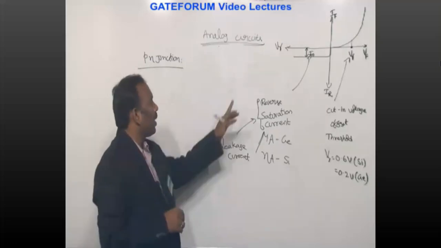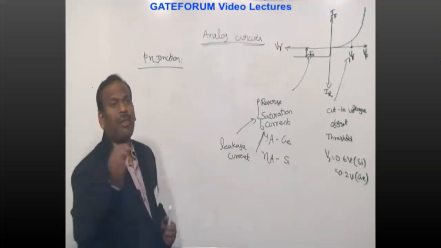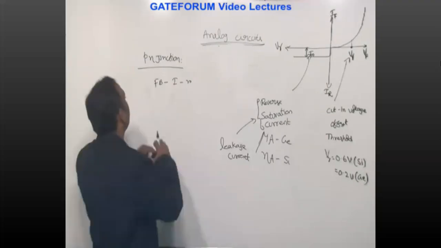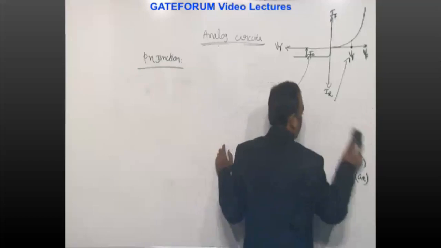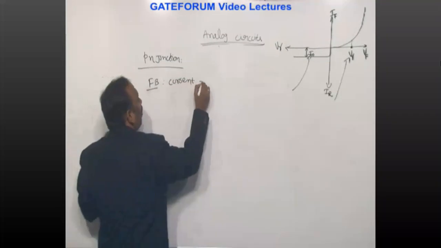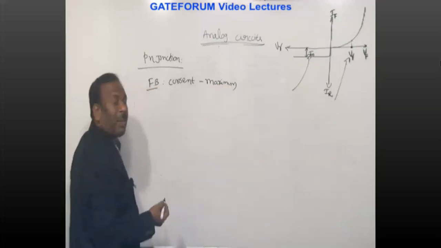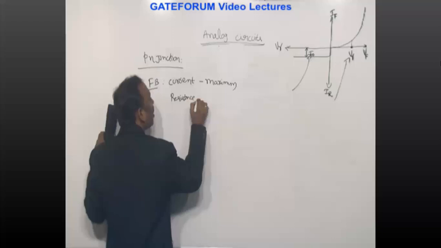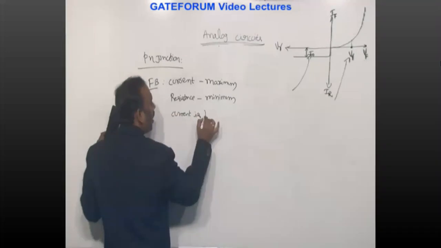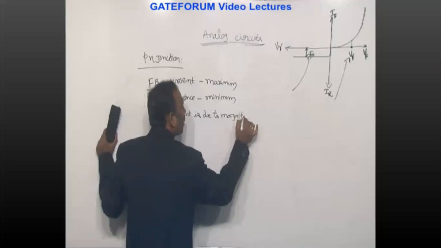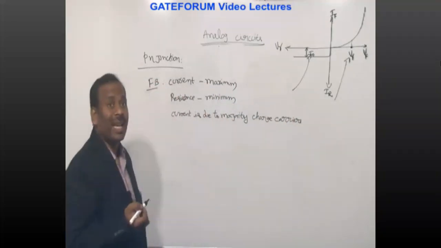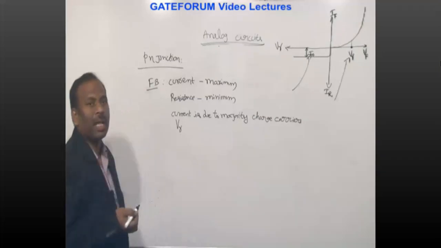Clear? This is called diode characteristics. In the forward bias condition, current is maximum. Current is maximum means resistance is minimum. And current is due to majority charge carriers. And there is an existence of V gamma under forward bias condition.